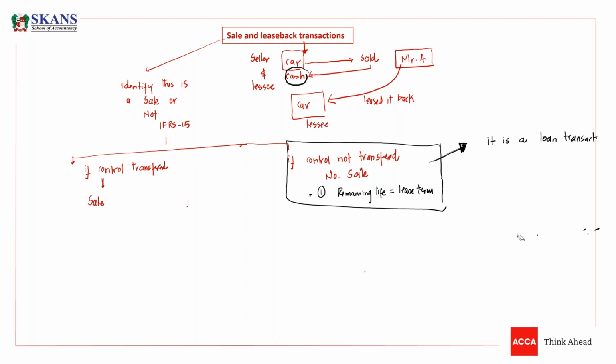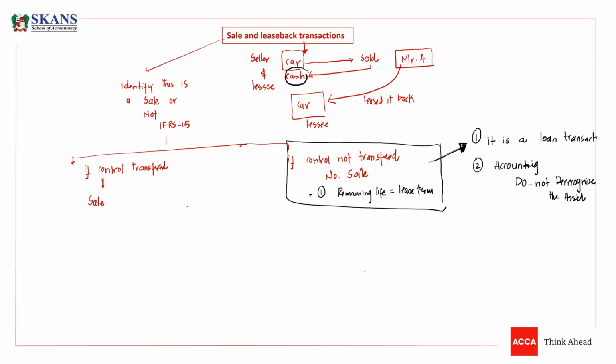So what should be the journal entry and what should be the accounting treatment? The accounting treatment is to continue to recognize the car in your books. We can say do not de-recognize the car. Why are we not de-recognizing the car? Because we are not selling the car. Do not de-recognize the asset.